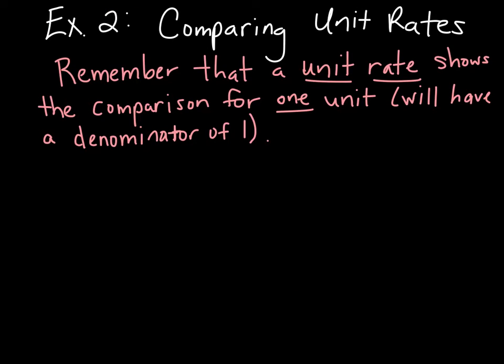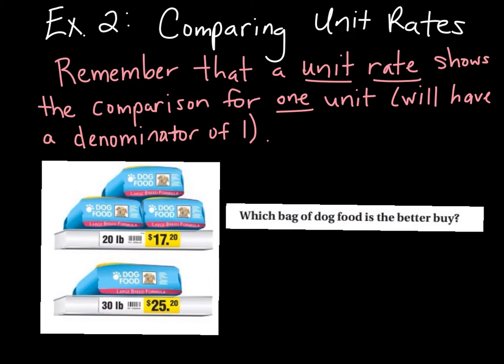In example 2, we're going to be comparing unit rates, and we've done this a couple of times this year. Most recently, 5.3, we talked about unit rates, but also back a little earlier in the year when we did the grocery shopping activity and we were finding better buy or best buy rates, we were talking about unit rates being the comparison for just 1 unit, and so we know we're going to be looking for a denominator of 1 in order to be able to compare.